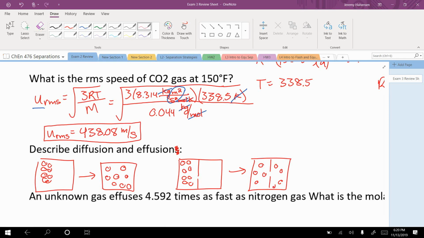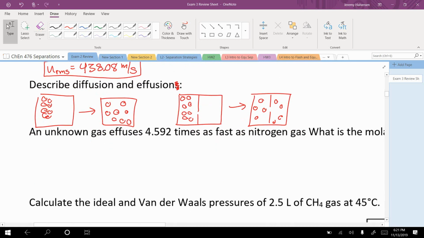So what are diffusion rates and effusion rates based off of? Yes, mass. Because what else is based off of mass? The speed. Exactly. So mass and temperature, right? Because our root mean square velocity has mass and temperature in it. So when I'm trying to compare two gases, which one's moving faster, which one's moving slower, or which one's diffusing faster or effusing faster, it's just based off mass and temperature.